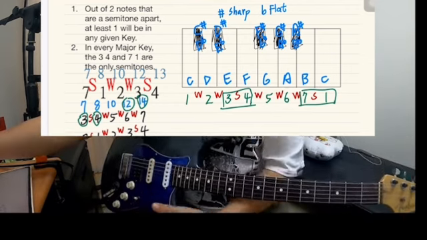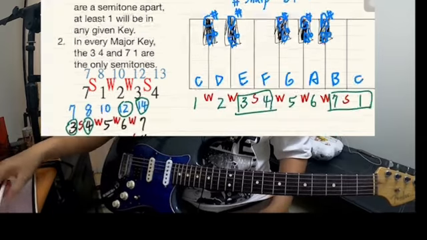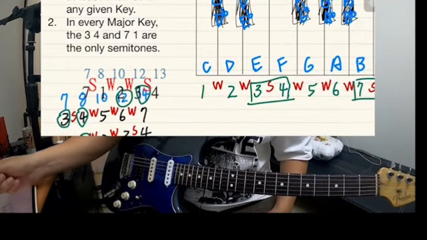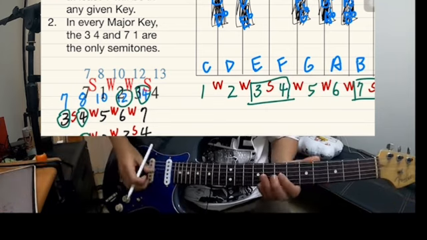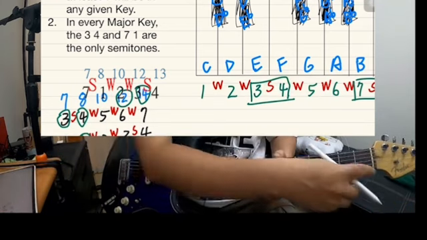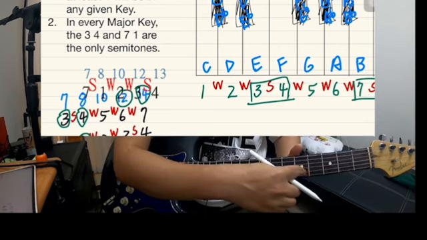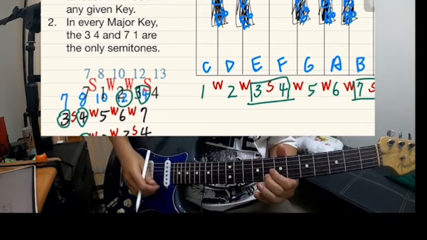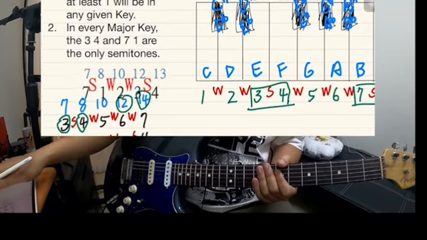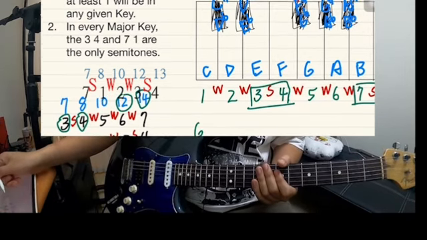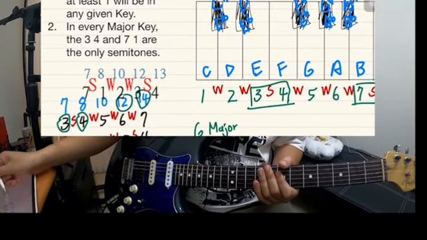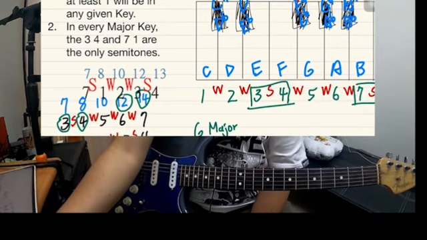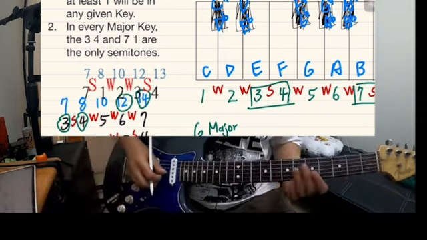Okay, so if we get back to this place over here, we can find the 1 on the 8th fret. And the 8th fret, this is a B, C, D, E, F, G. So the 1 would be on the G. That means this song over here would be in G major. Okay, and if we play the whole G major scale, it would fit the song really well.